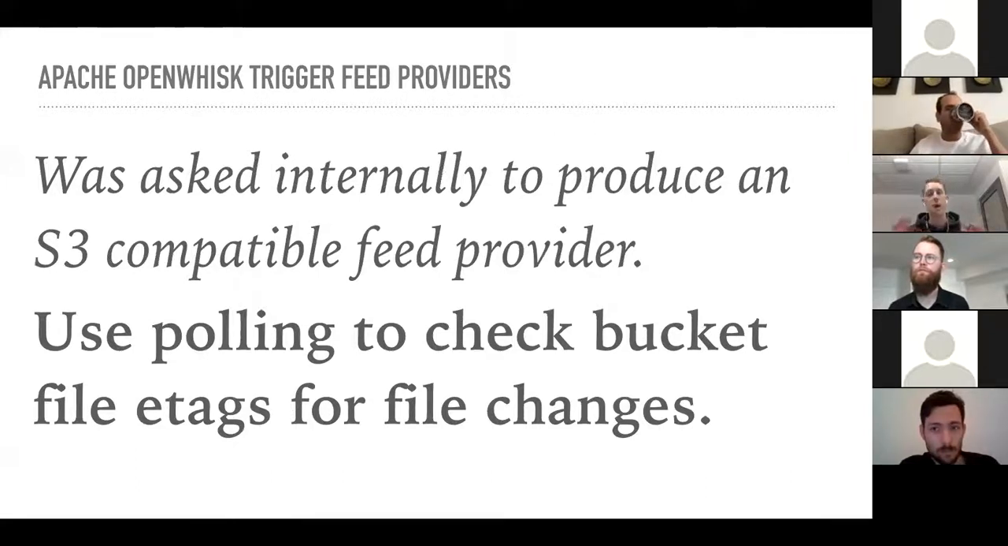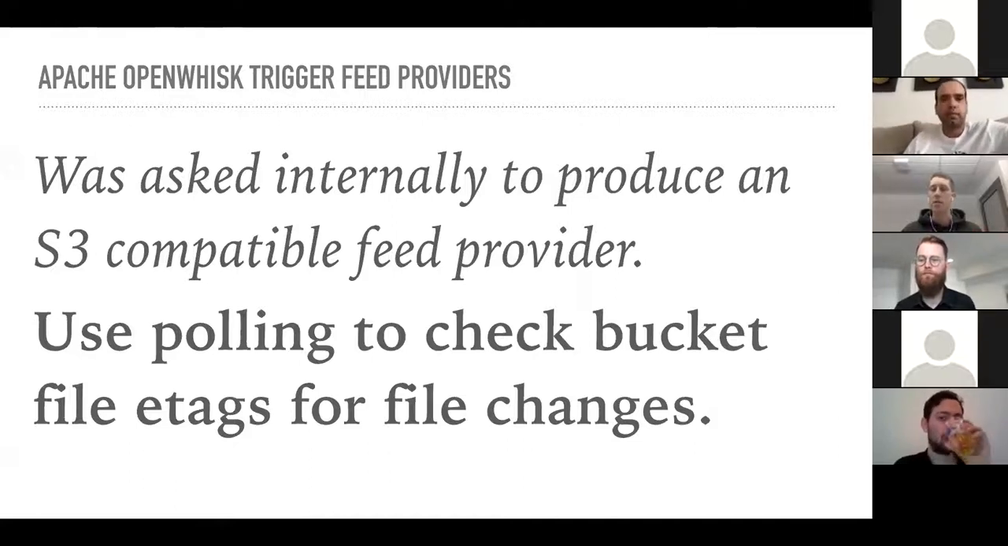So this is going to use a very simple algorithm of just polling a bucket, looking at the ETags on the files, and storing them in a Redis cache, and using that as a way to poll S3, basically to provide an S3 trigger feed for an internal project with OpenWhisk. And so I started, this time, to dig into how feed providers worked and think a little bit about how they worked.